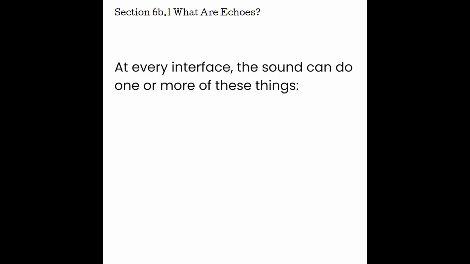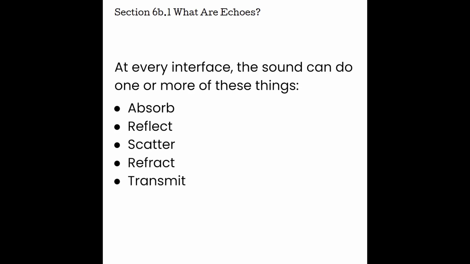Well, as sound enters the body, it's going to interact with multiple tissue types and interfaces. An interface is an area in which two different media are in contact with one another. Some interfaces are really large and some are going to be really small. However, at every interface, the sound can do one or more of these things. It can be absorbed, reflected, scattered, refracted, or transmitted.